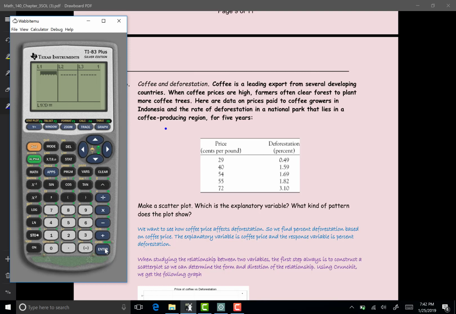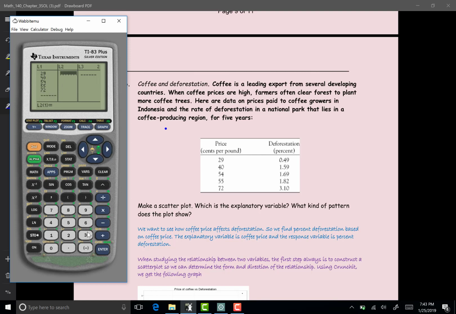We typically put the explanatory variable in L1. So we're going to go ahead and put the data in. We have 29, enter. 40, enter. 54, enter. 55, enter. And then 72.